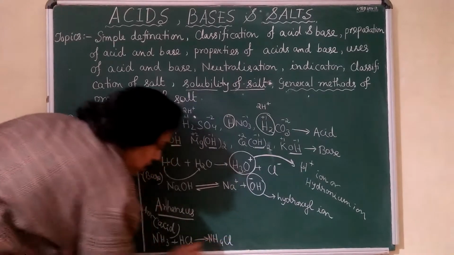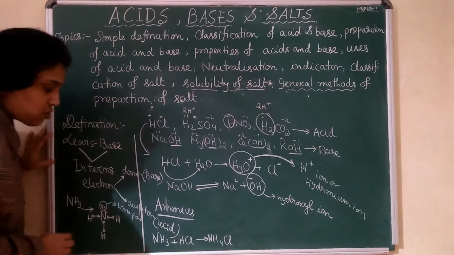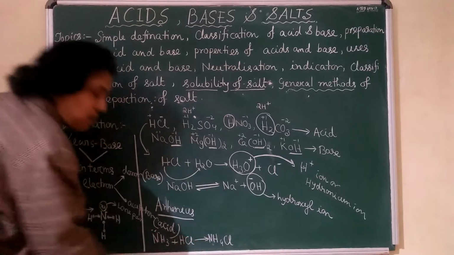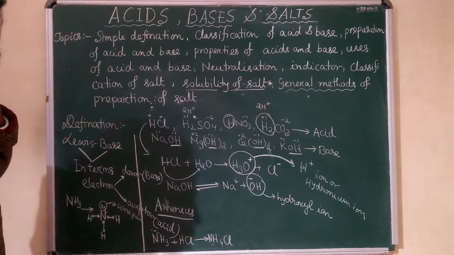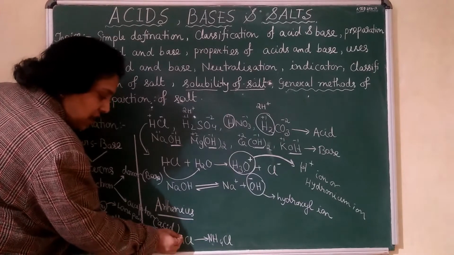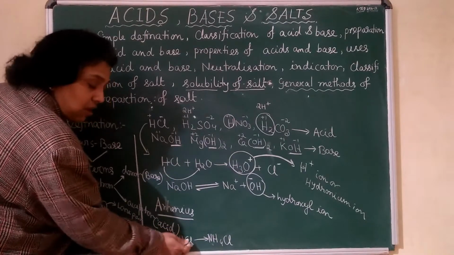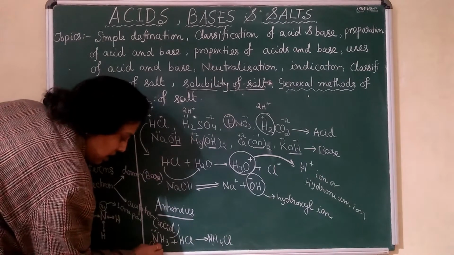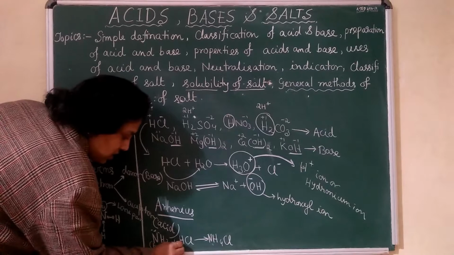So how will this ammonium chloride formation happen? This lone pair, you have drawn this also, ammonium ion, coordinate bond you have seen. This lone pair is given to H plus ion. H plus ion is coming from HCl. So this will be base and this will be acid.